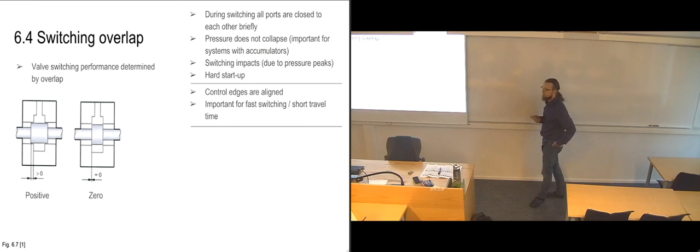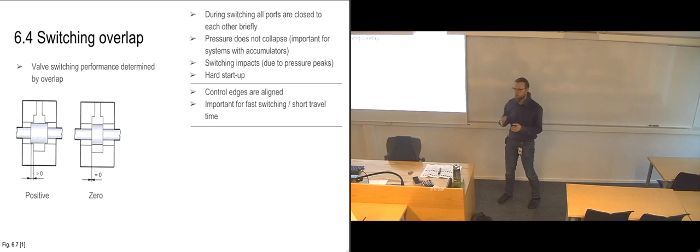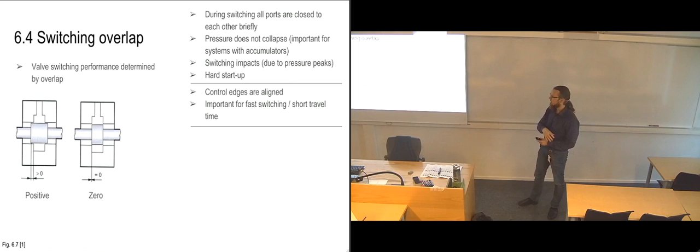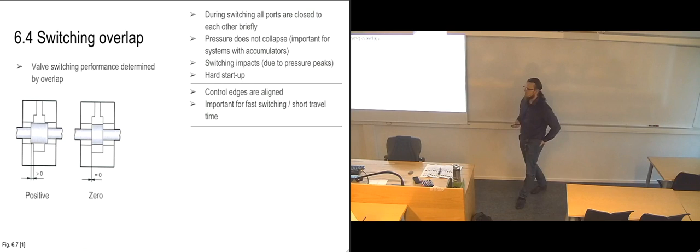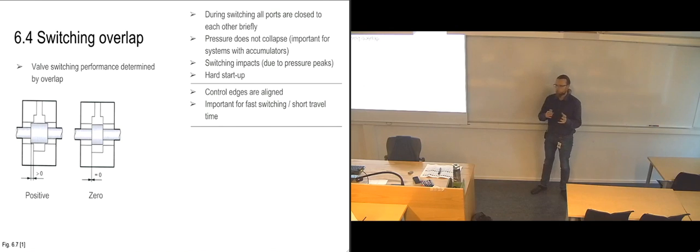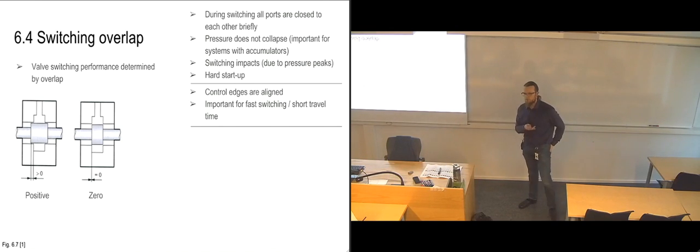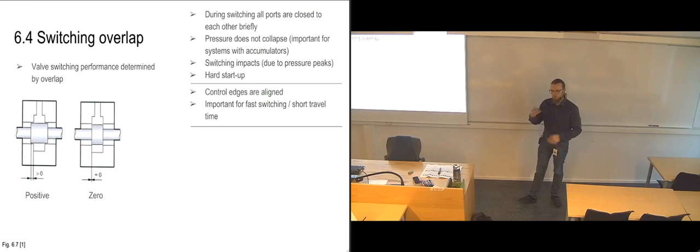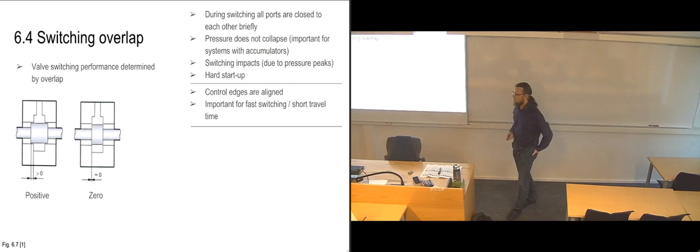So if you need to have your valve react very quickly, for an example, if it's a pressure relief valve that is going to very quickly open up so that it can release a pressure peak back to the tank, then it needs to have zero overlap, because then it's going to react instantly, more or less. As soon as it gets some feedback that it needs to open, it starts opening and you get an instant flow through it.